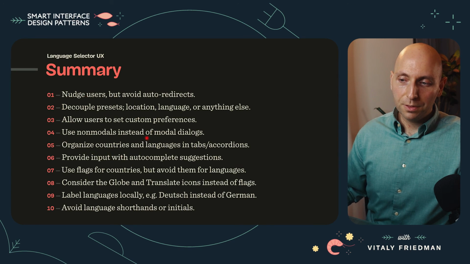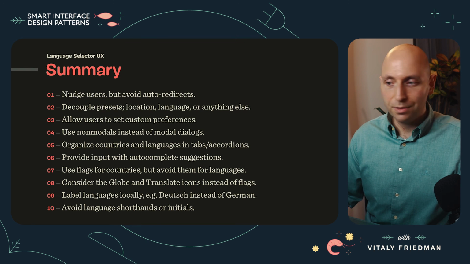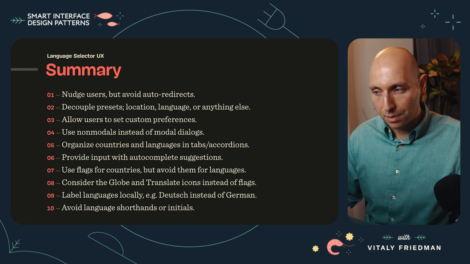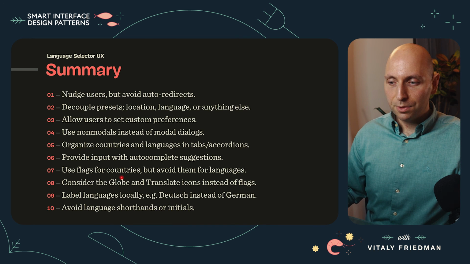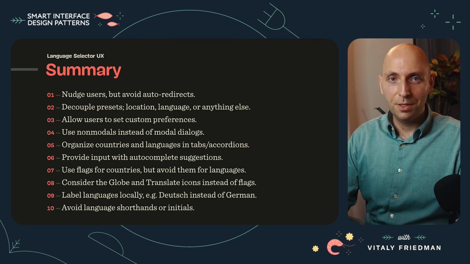And we can also, of course, try to organize countries and languages in tabs or accordions. Maybe even better would be to use autocomplete, if you can provide support for endonyms and shorthands and all the different abbreviations in the most popular languages, right? When it comes to flags, well, we do use flags for countries, but we do not use flags for languages. For languages, instead, we're using the globe icon, the translate icon, and avoiding flags in there, right? And as we are listing all the languages, we'll label them locally, for example, Deutsch instead of German, so people who speak German will find it and understand it faster than if it was just German, right? Avoid language shorthands or initials.